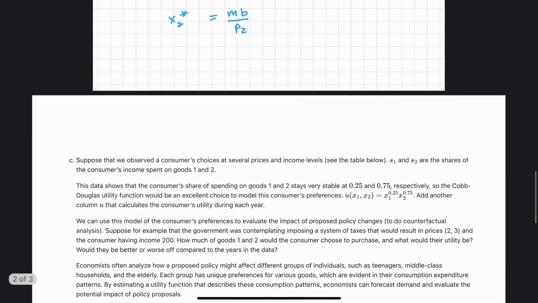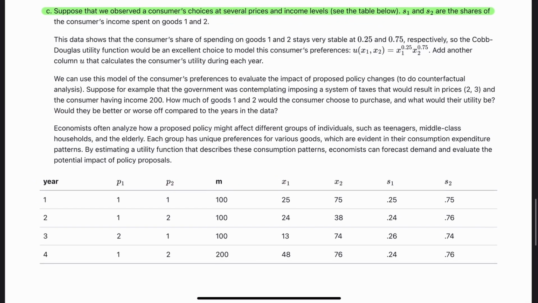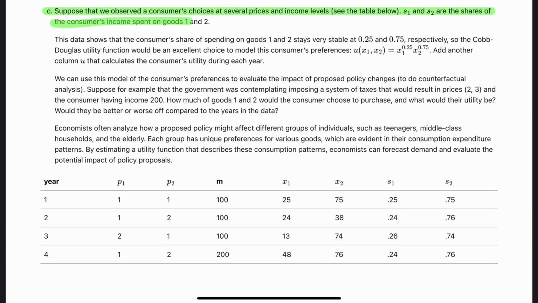All right, let's move on to part C. Part C says, suppose that we observed a consumer's choices at several prices and income levels, see the table below. S1 and S2 are the shares of the consumer's income spent on good 1 and good 2. So let's look at the data.